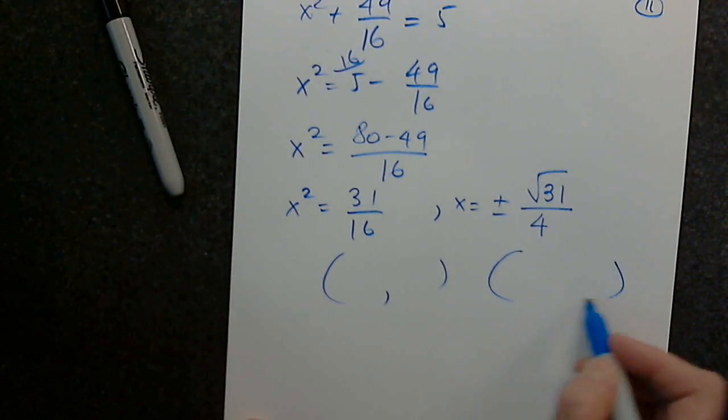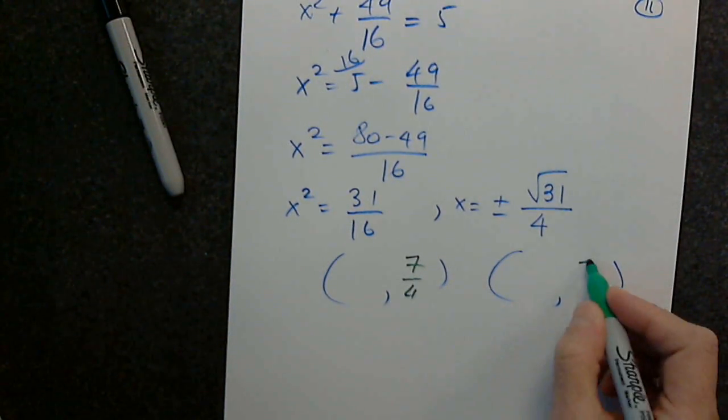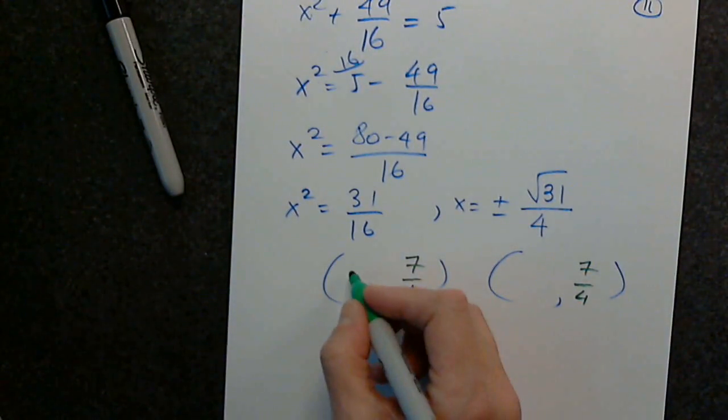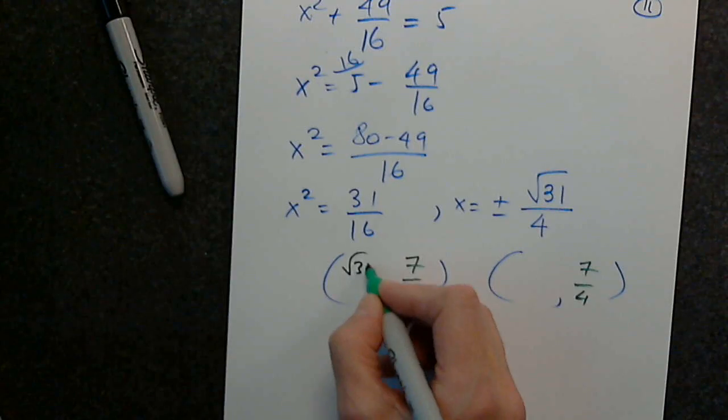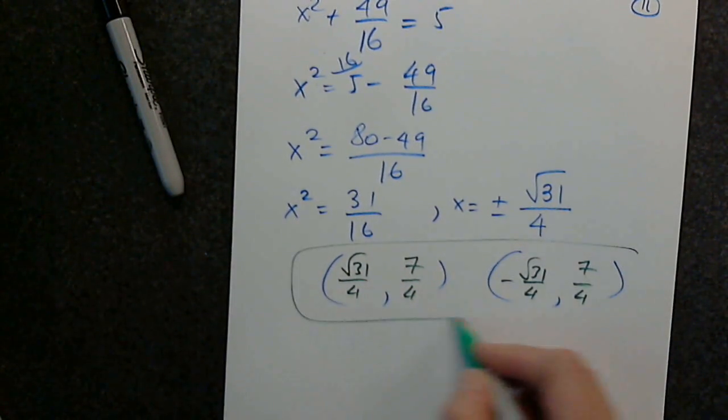It appears that, and we can always go back and check, this system has 2 solutions. The y value is the same in both cases. The x coordinate is the square root of 31 over 4, and negative the square root of 31 over 4.